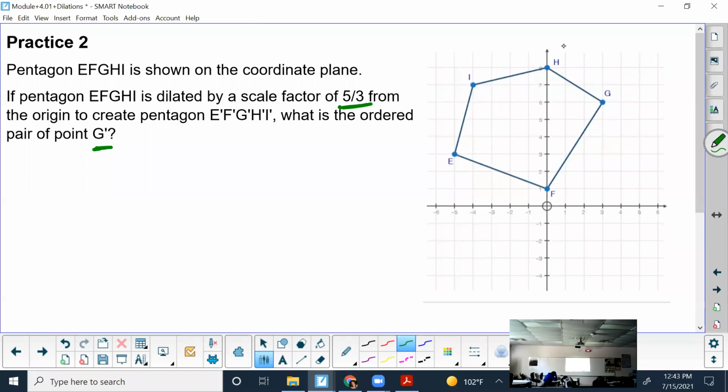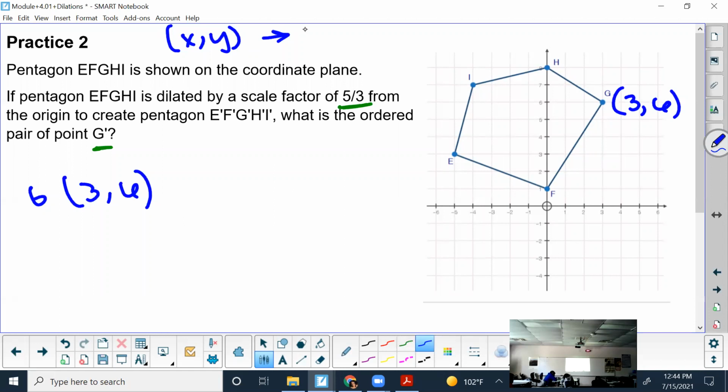So for this one, let's see if you got a good start. It's only asking about the point G. So I'm going to first figure out what the original point G was. What's the original point G? (3, 6). And I'm going to apply that rule. That rule I'll write up here. We multiply the x value and the y value by k, our scale factor.